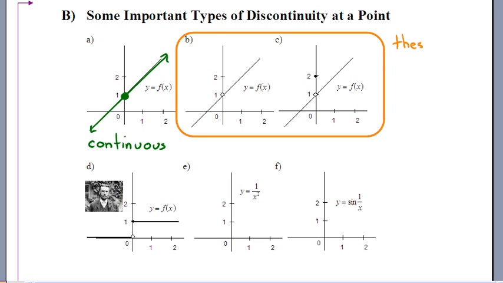For these two, the fancy word in math is removable. The problem is removable. In other words, the discontinuity is fixable. With a little bit of work, we can patch the hole.